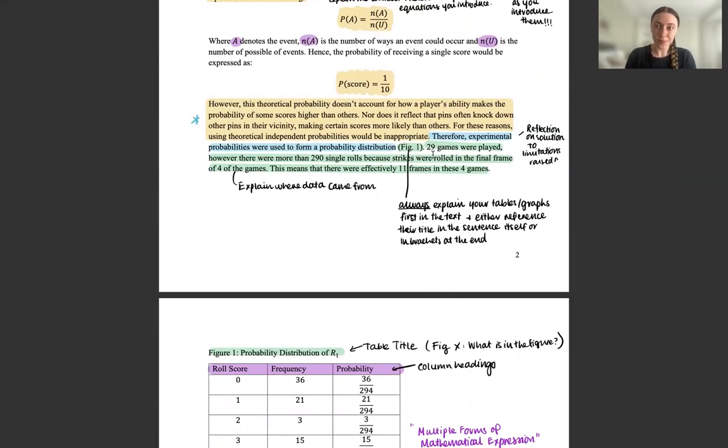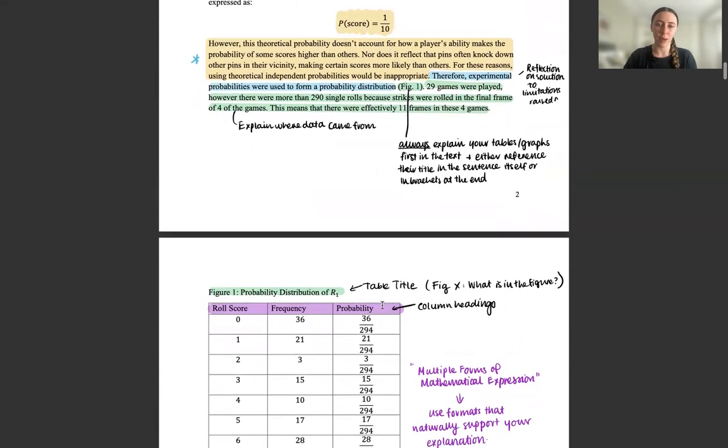You can see here my referencing to a figure. So therefore, experimental probabilities we use to form a probability distribution, Figure 1. And then here, Figure 1, with a descriptive title and column headings. So it's all really easily identifiable, and my table links in with my paragraphs, rather than just imagine if I just chucked this in here without this title and without this reference.